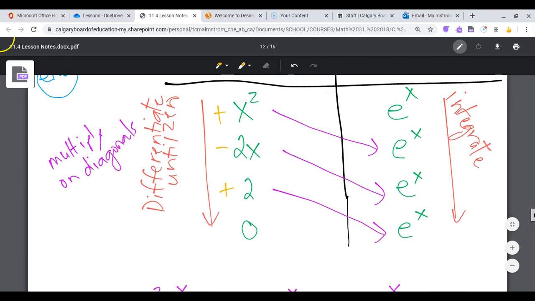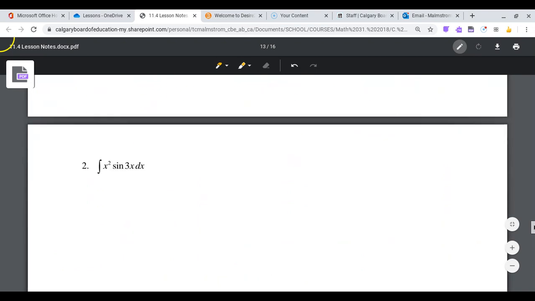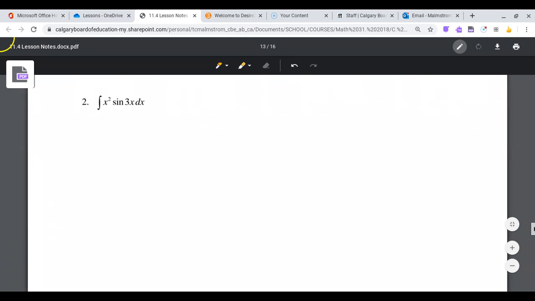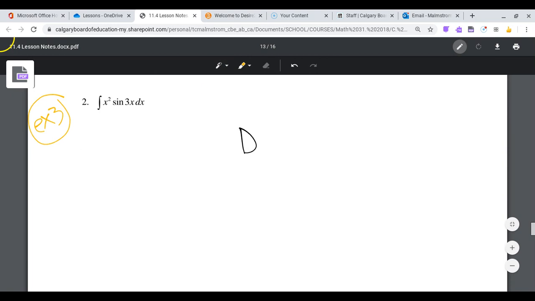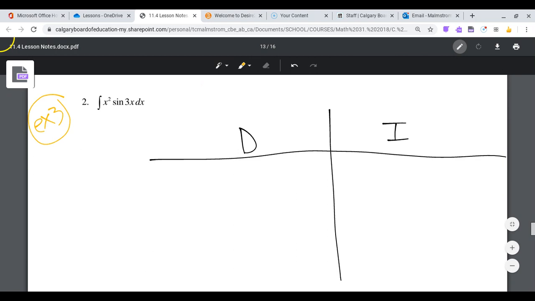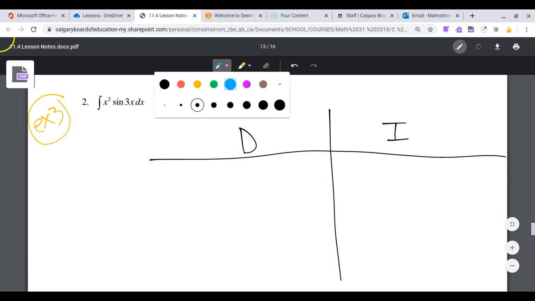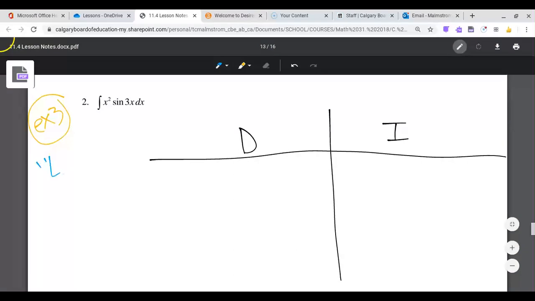All right. If this totally made tons of sense, give it a try on this question, which we did for example 3. Okay, give it a try. So you set up your chart and think about LATE. Who's going to be your u? What do we have? We have an x squared, which is algebraic, and we have a trig. So our u has to be x squared.